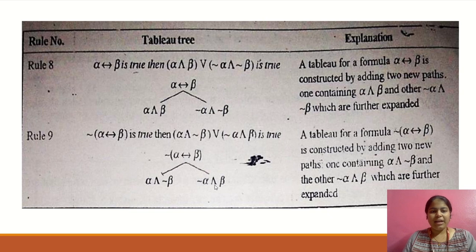Alpha double implies beta is true when alpha and beta are true, or negation alpha and negation beta are true. Therefore, alpha and beta are placed in one path and negation alpha and negation beta are placed in another path. Negation of alpha double implies beta is true when alpha and negation beta are true, or negation alpha and beta are true. Therefore, alpha and negation beta are placed in one path and negation alpha and beta are placed in the other path.